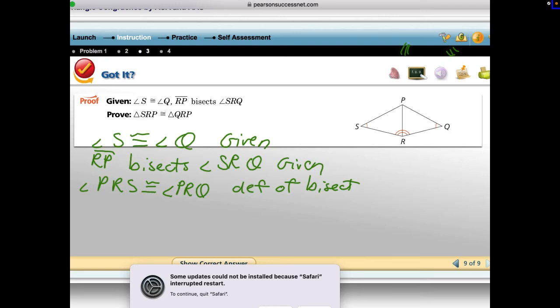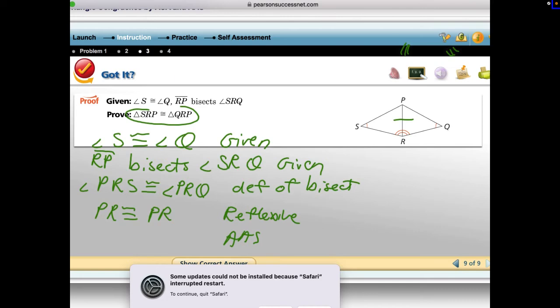What else do I know? I actually know several more things, but I really only need one more thing. What else do I know? PR is what? Reflexive property. PR is actually congruent to itself by the reflexive property. So let me mark that on there. So are the triangles congruent? Yes, by what? Angle, side. So I would write this right here. Those triangles are congruent, and then I would name it angle, side.